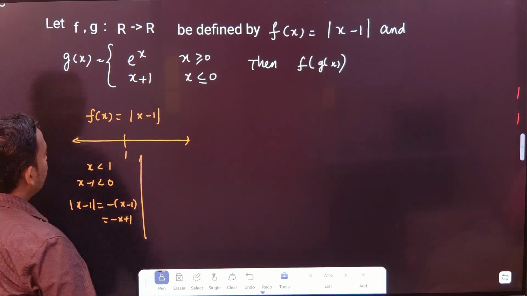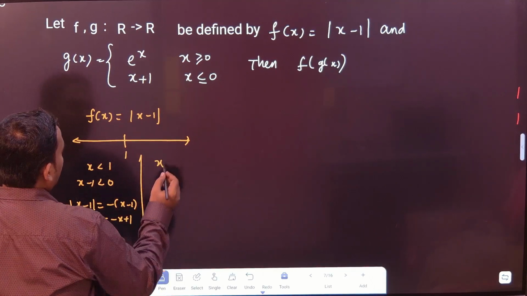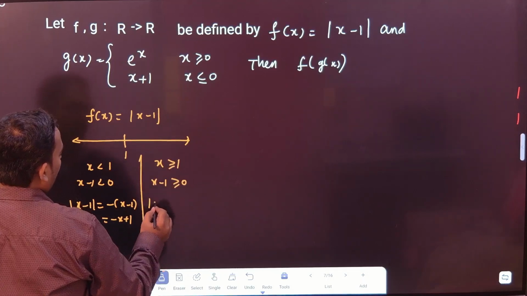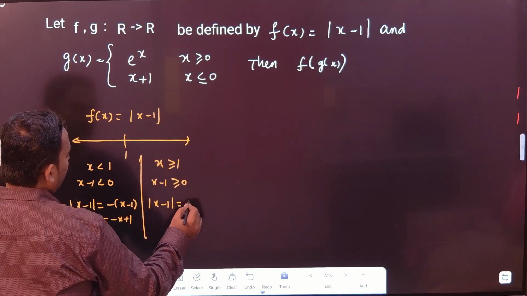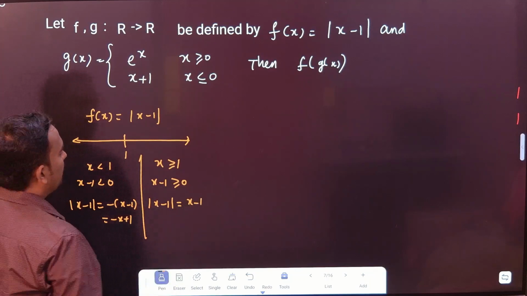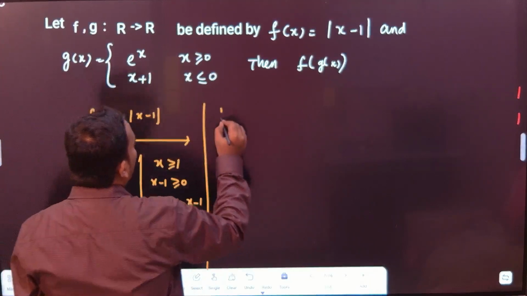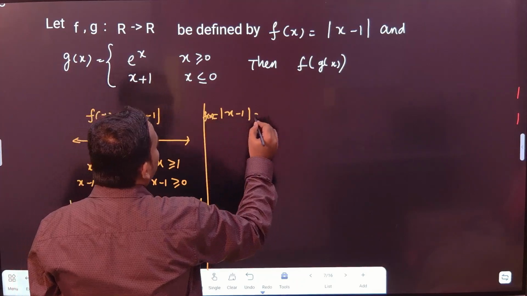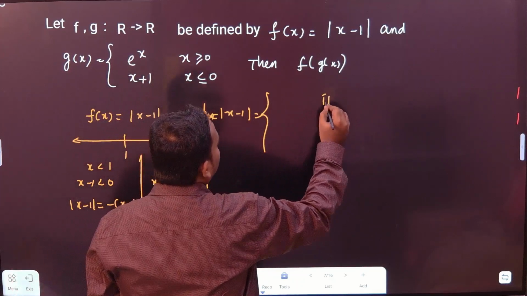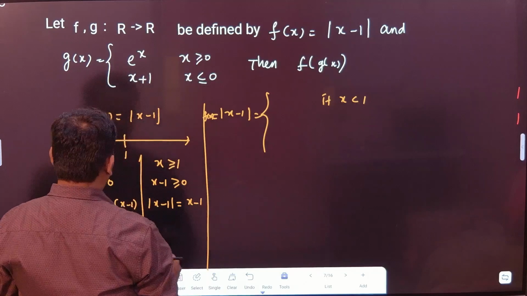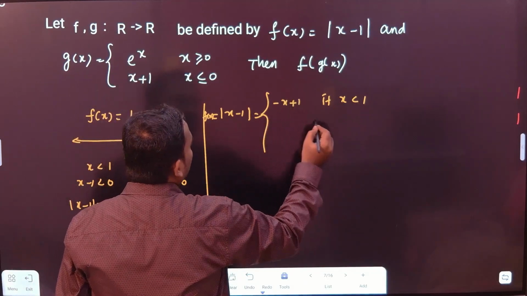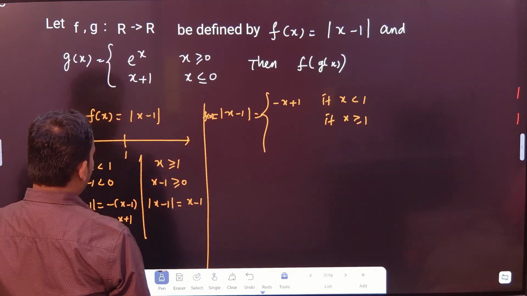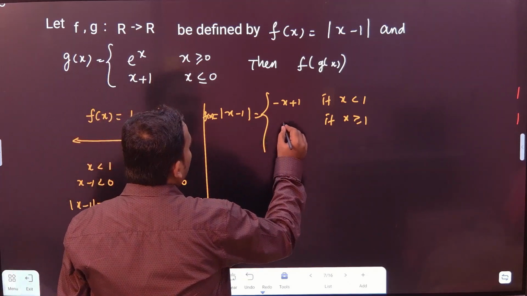Next, when x is greater than or equal to 1, x minus 1 is greater than or equal to 0, so mod x minus 1 is x minus 1. Then how do we redefine mod x minus 1? This is your f of x, right? If x is less than 1, it is minus x plus 1. If x is greater than or equal to 1, it is x minus 1.